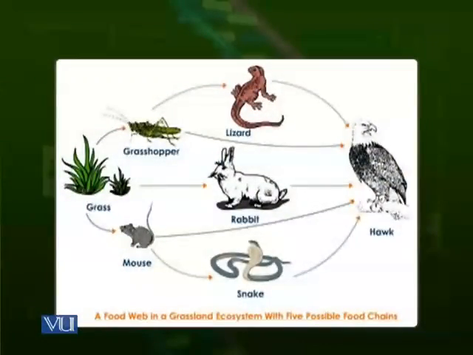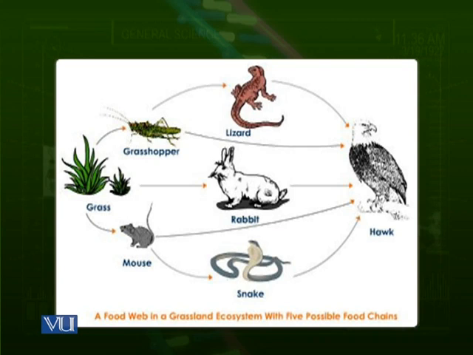Look at this diagram. It shows that the grass, which is present in an ecosystem, is eaten up by a grasshopper. The same grass is eaten up by a rabbit, and the same grass is eaten up by a mouse. The arrows show the direction of energy flow. Then we see that grasshopper itself. So it means that the same grass plant is a source of food for a grasshopper, for a rabbit, for a mouse.